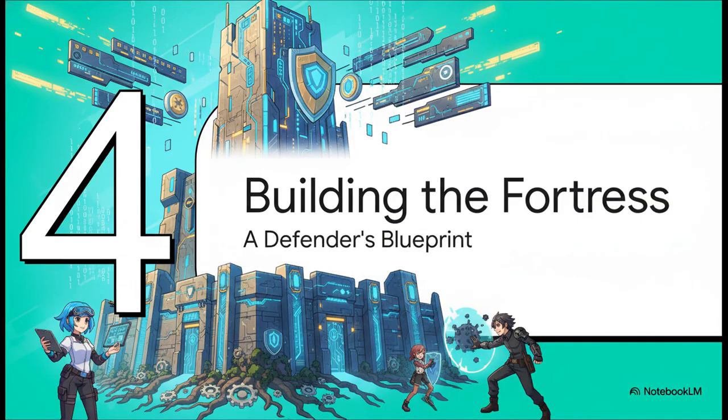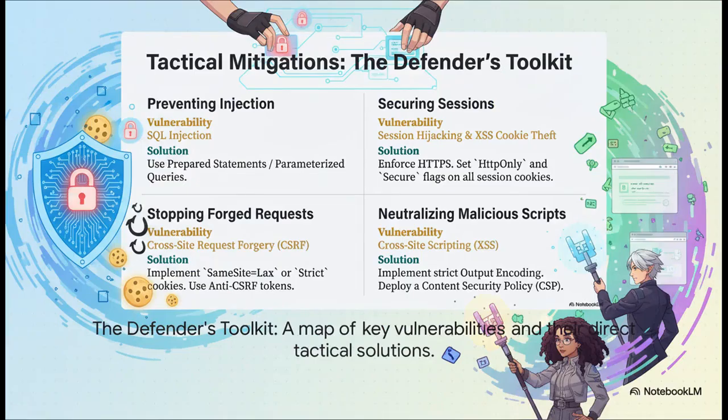Okay, we've spent a lot of time inside the attacker's playbook, so let's switch hats. Knowing all of this, how do we actually build the digital fortress? How do we create a solid defense? Well, this is the Defender's Toolkit. For every major vulnerability, there's a specific countermeasure. To stop SQL injection, you use prepared statements. To block those forged requests, you implement same-site cookies. To neutralize malicious scripts, you use a content security policy. It's a strategic map, connecting the problem directly to its solution.